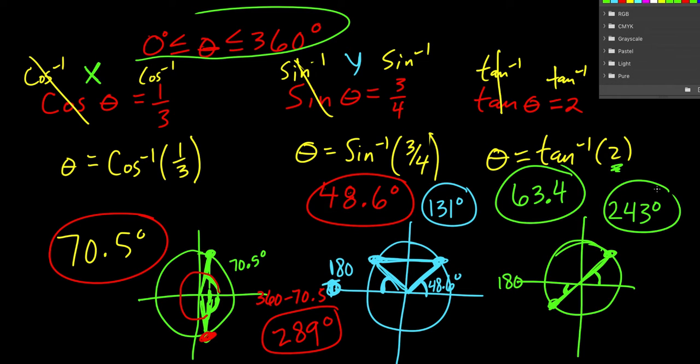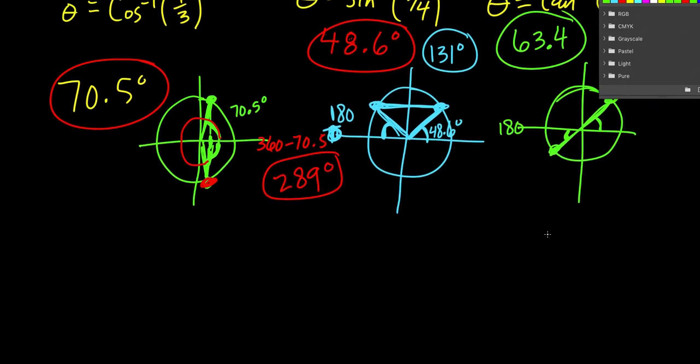Okay, hopefully that made sense. We're going to move on to another example. It says find two angles theta on the unit circle that are in between 0 and 2 pi. So that means we're going to switch to radians when we're finding it this time. I'm going to write them all out like I did last time.